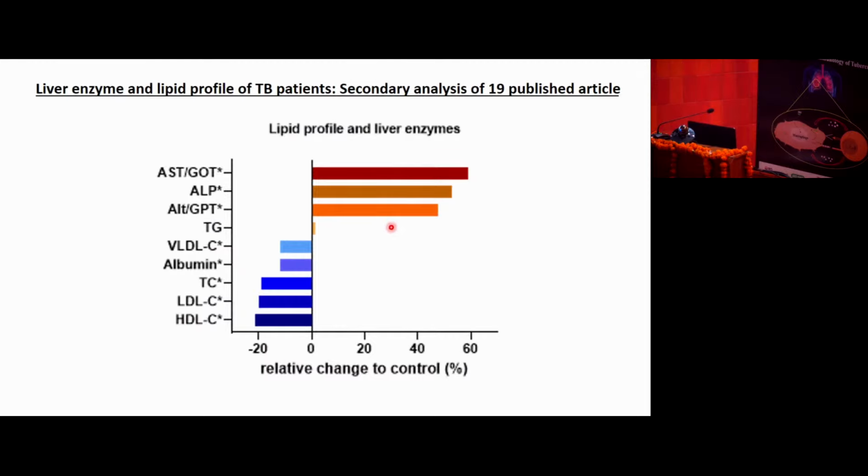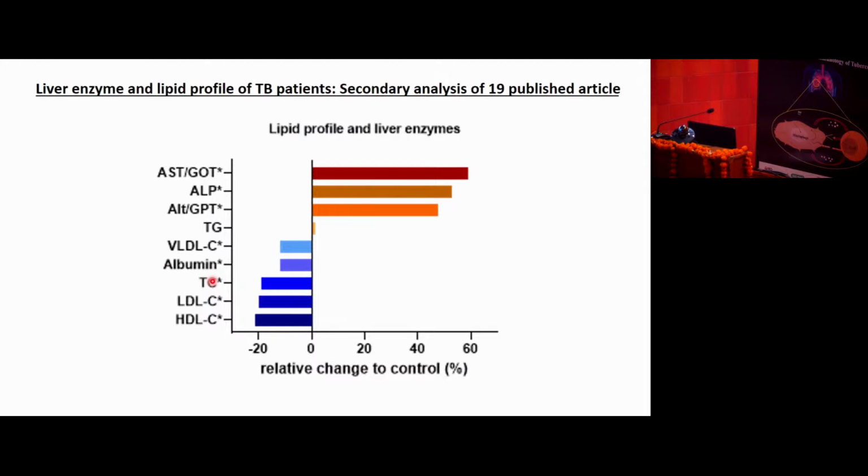And these are not drug treated, these are drug naive. We know that many of the TB drugs enhance these liver enzymes. And most of the lipids, primarily cholesterol, HDL, LDL cholesterol, even the total cholesterol, their levels are low in TB patients. Even albumin is low, and we know that albumin is expressed by the liver.